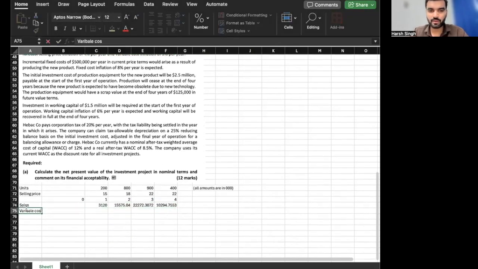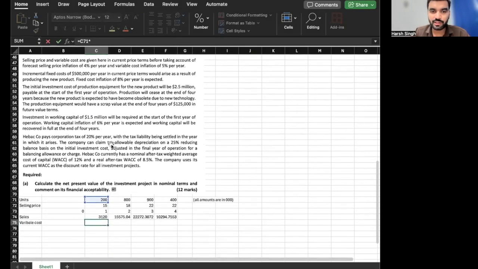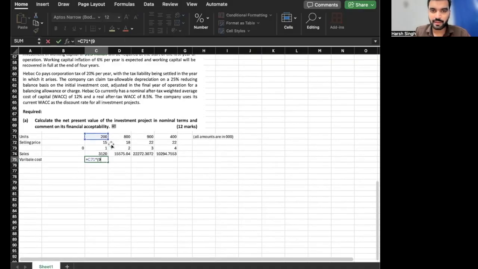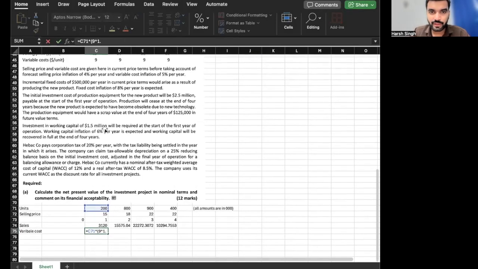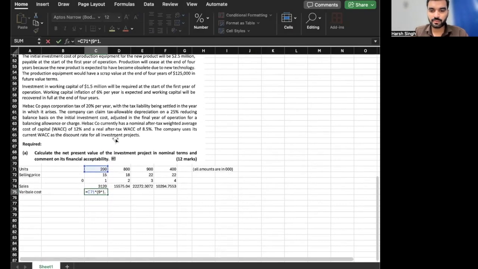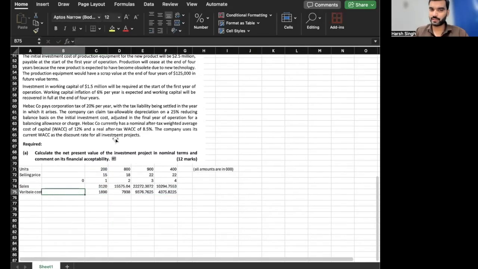Coming to variable cost, it will be equal to the units multiplied by the cost. In brackets I'll put down 9 multiplied by 1.05 raised to the power 1, bracket close. What is the inflation over here, everyone? Inflation is given as 5%. I take up all the values. So now we are done with sales and variable cost.